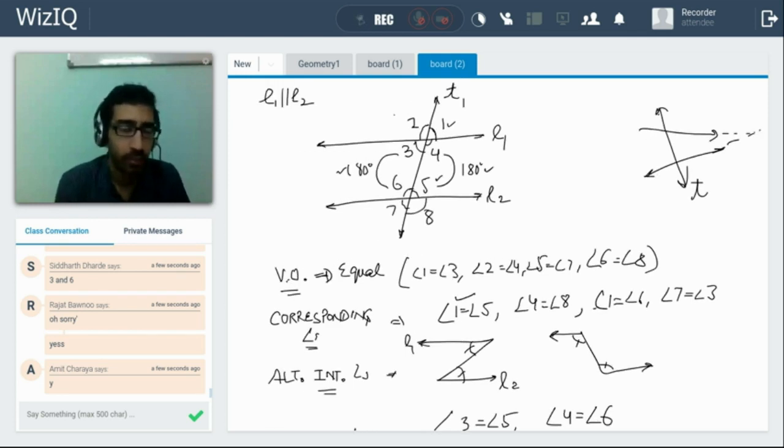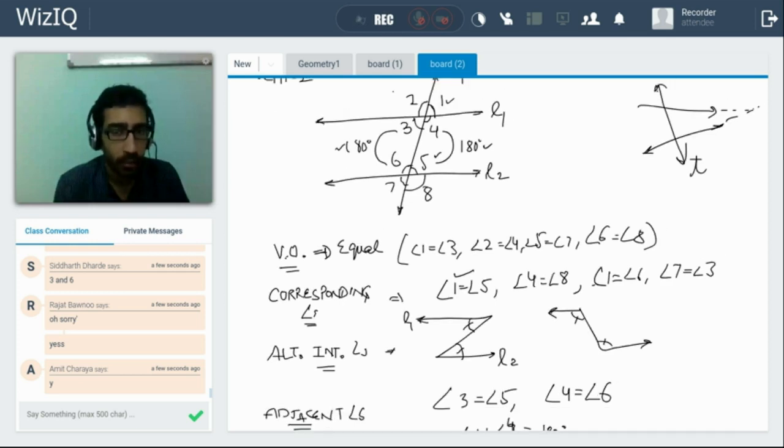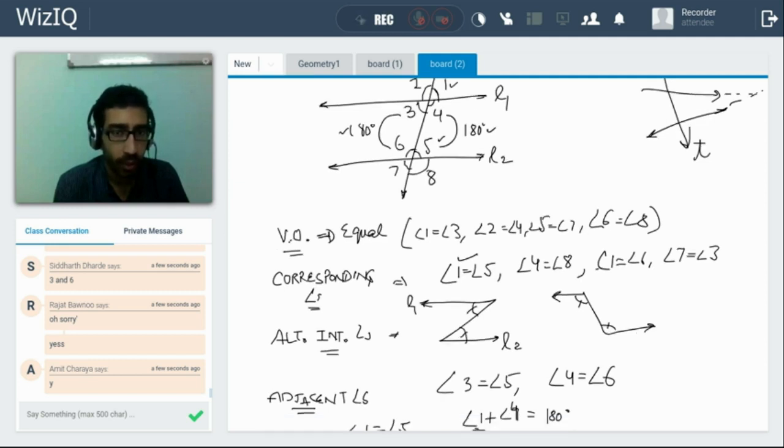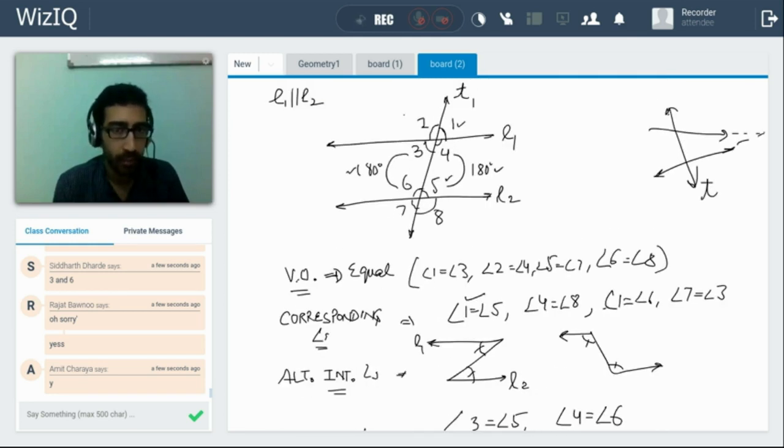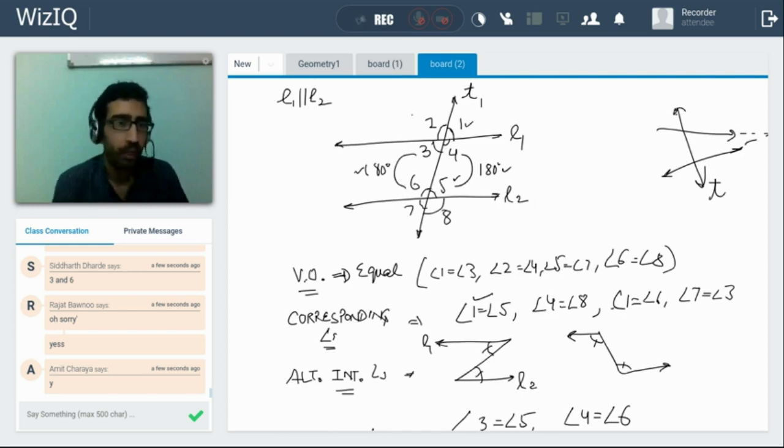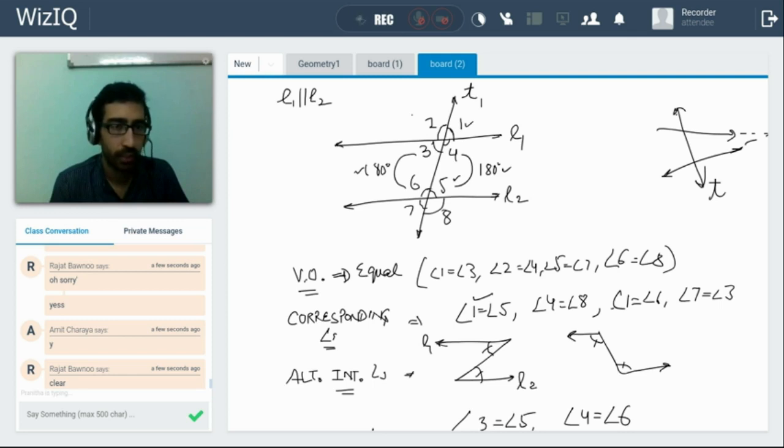We started with supplementary angles, and the kinds of angles we've studied right now. Very simple angles: vertically opposite, 1 equal to 3, 2 equal to 4, or 6 equal to 8, 5 equal to 7. All equal. Corresponding angles equal: angle 1 equal to angle 5, angle 2 equal to angle 6, and so on. Alternate interior angles, the ones that form the interior of a Z, and adjacent angles that are supplementary. Any doubts here? Very basic, very important. Let me know if you have any doubt here. Okay, no doubts. That is very good.